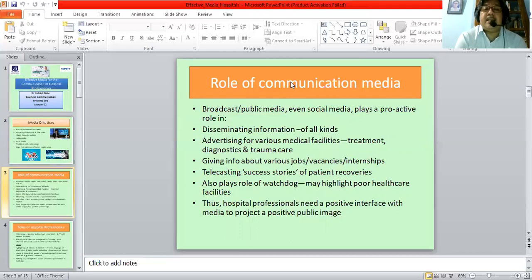Then again, there are different kinds of information about medical positions, vacancies for doctors, nurses, paramedics, support staff. They are all there in the media. Then again, we find various success stories of patients and their recoveries.